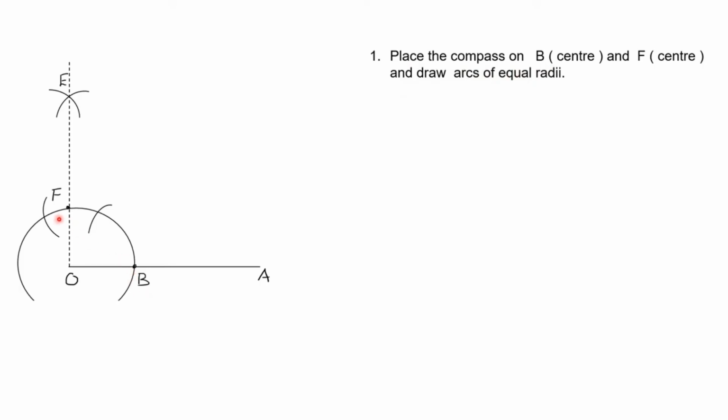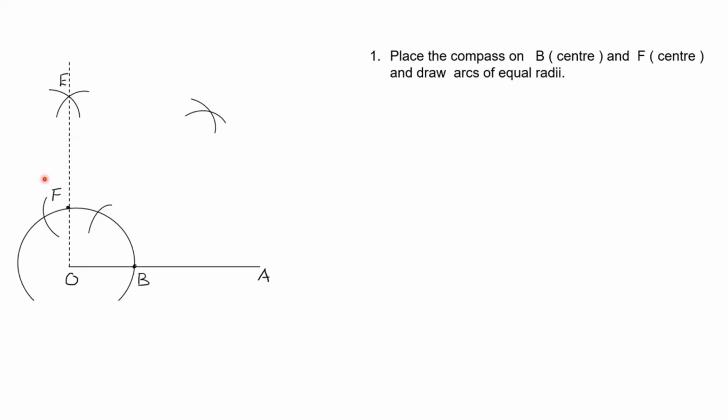Now which point is F? F is the point where you see the 90-degree line cutting the main arc. So these two points are important. Place your compass on B and draw an arc. Okay, so let's draw that arc. Now place it on F and cut that arc.